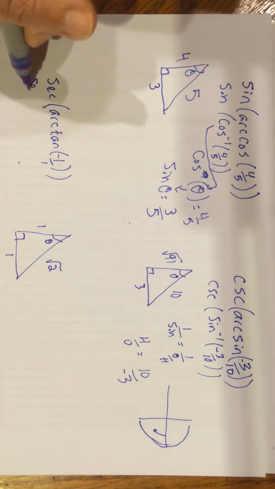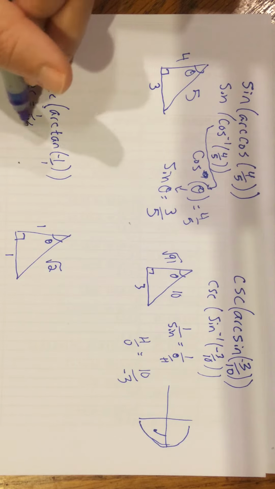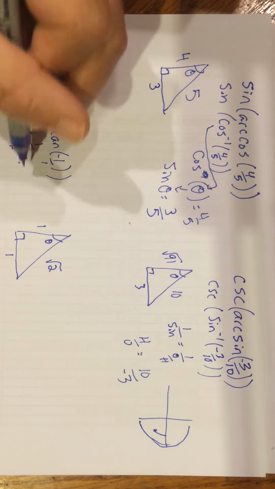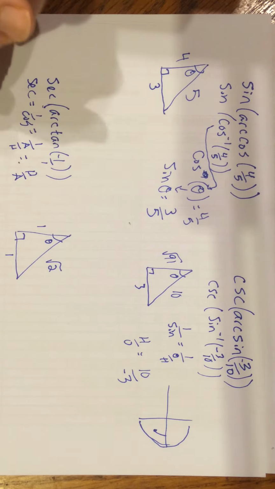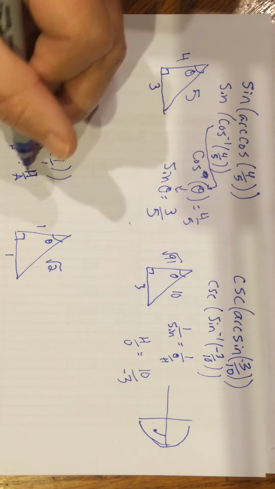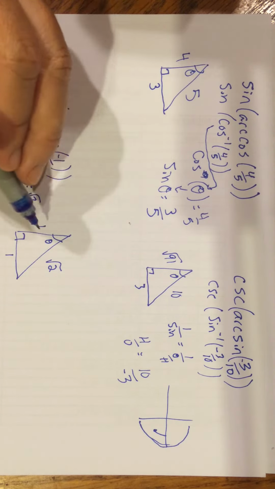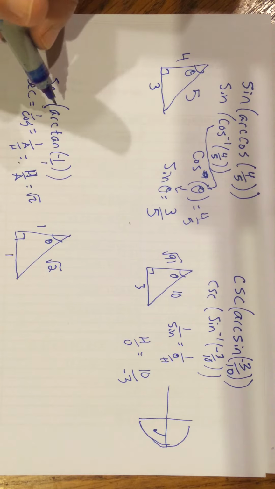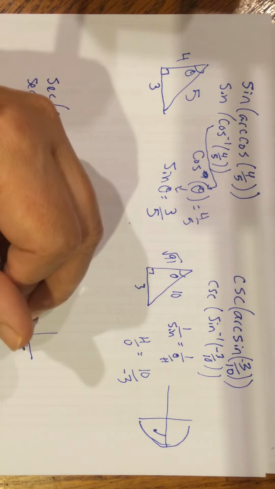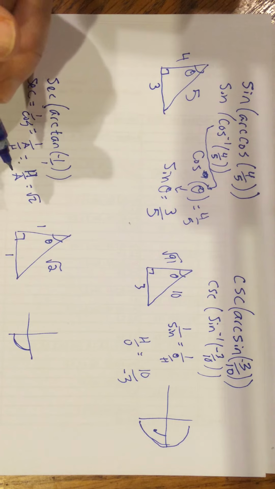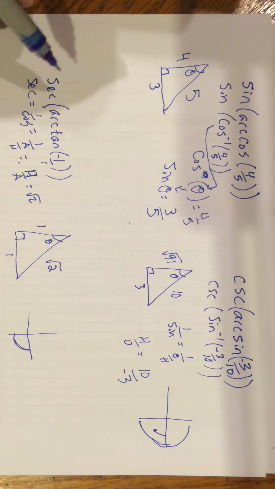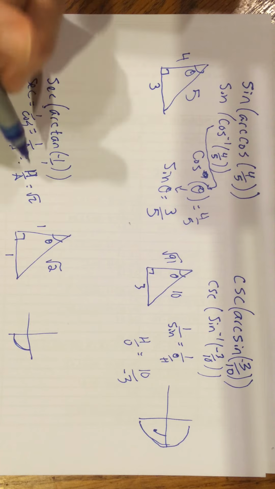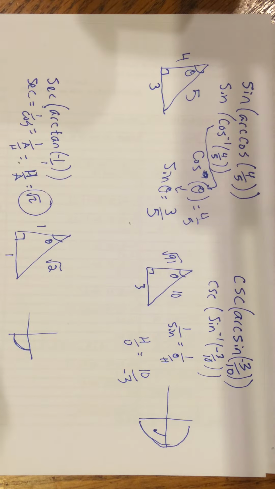So secant equals 1 over cosine, so 1 over adjacent over hypotenuse, so hypotenuse over adjacent. That would be square root of 2 over 1. And then arctan of -1, again, kind of like sine, means it lies down here somewhere. So at that point, is cosine positive or negative there? Cosine's positive, so it should be a positive square root of 2. Okay.